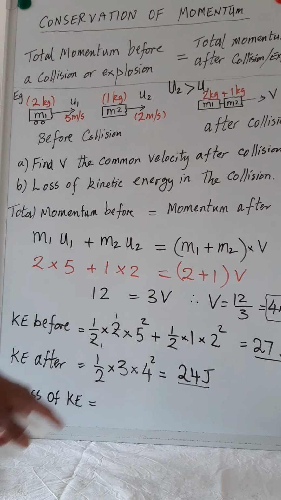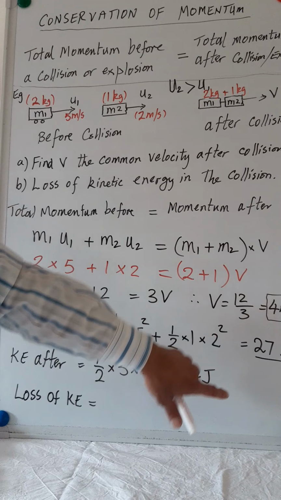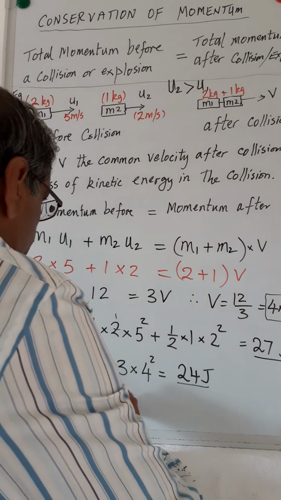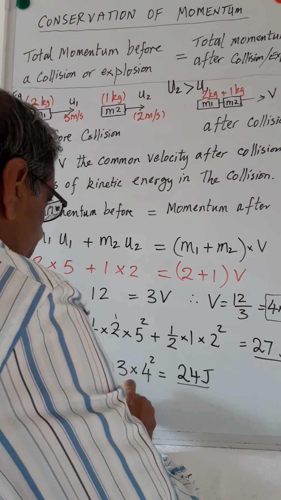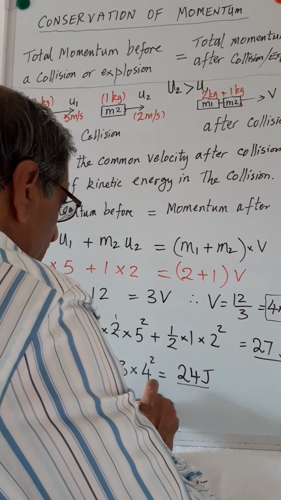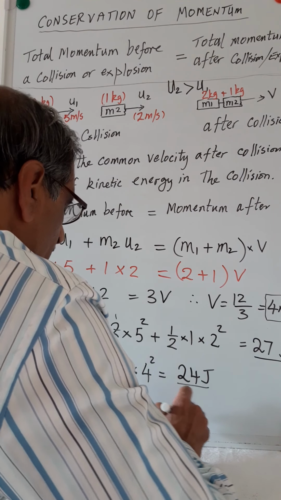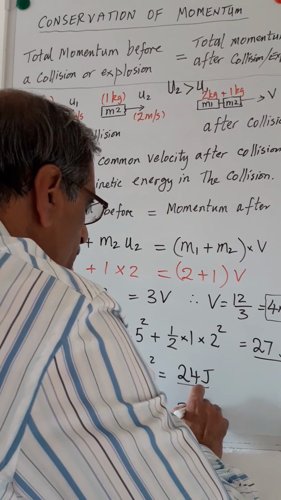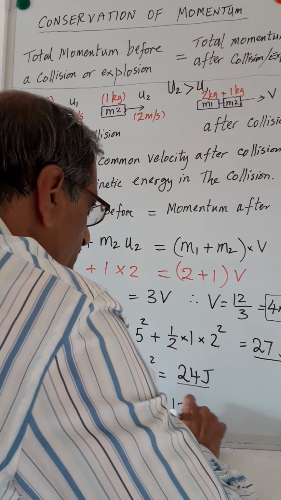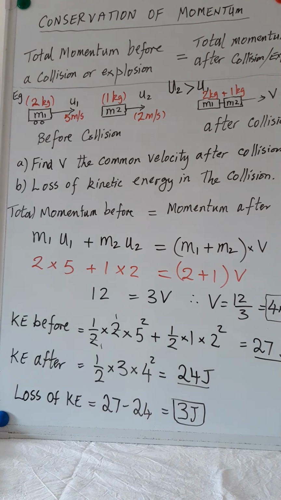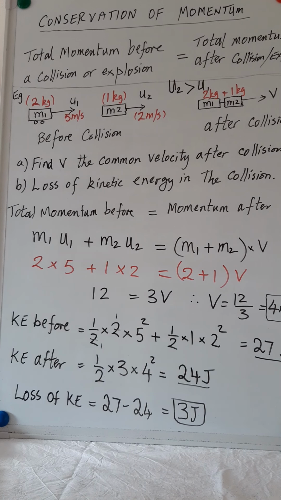The loss of kinetic energy is going to be 27 take away 24, which gives you 3 joules. So 3 joules of energy is lost.